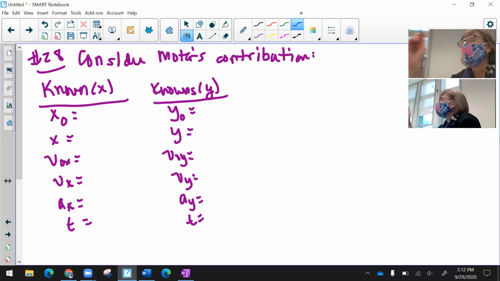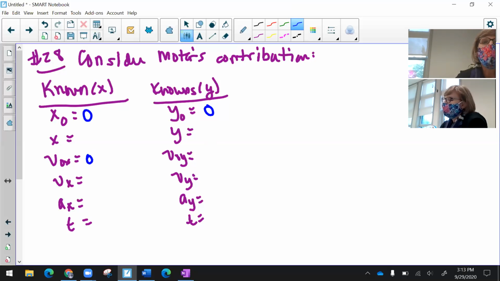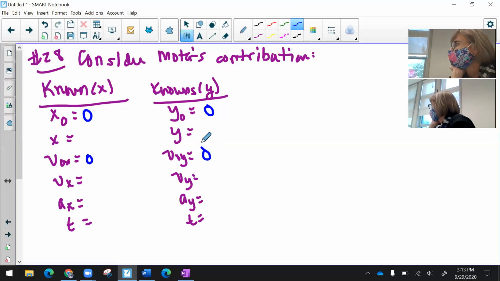And remember that we're only dealing with the motor. So we're going to say that the object starts at the origin because it's got to start somewhere. So we will let the dock be the origin. And if we're only considering what the motor does, then the boat actually starts from rest. We're going to add in what happens with the water later.